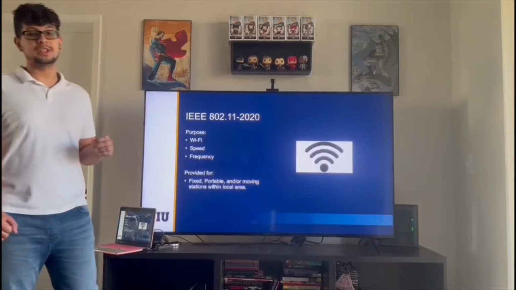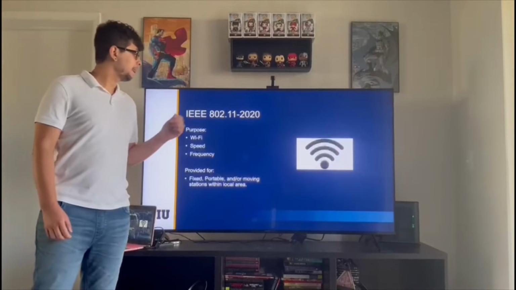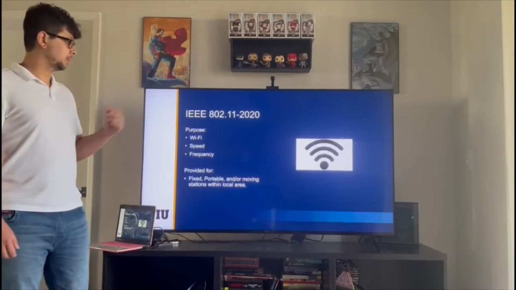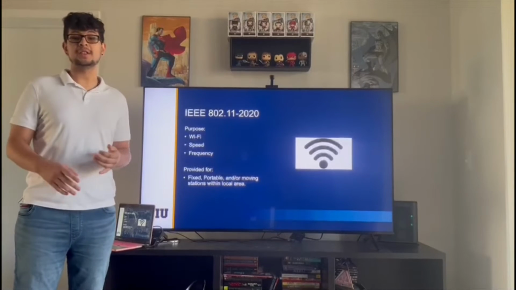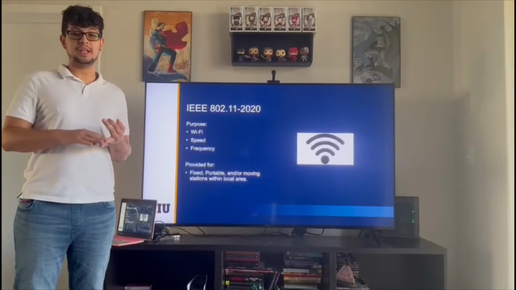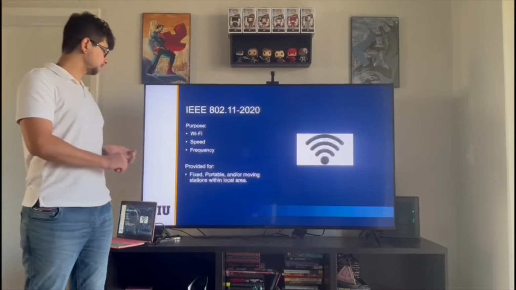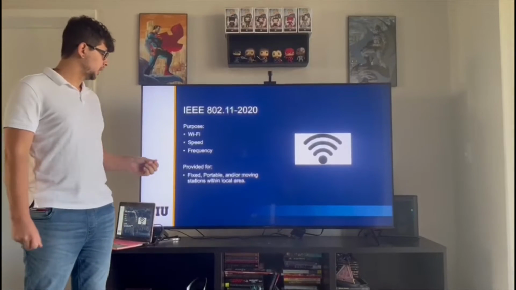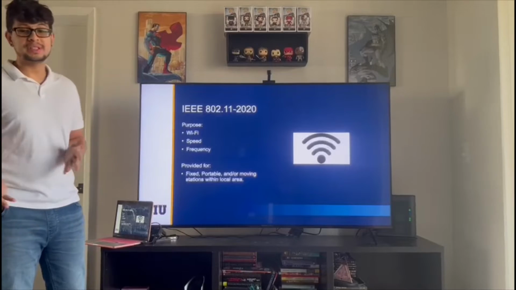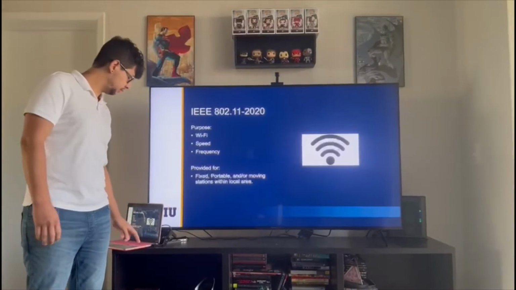For the first standard consideration, it is the IEEE 802.11 from 2020. The purpose really is for Wi-Fi, speed, and frequency. It's provided for fixed, portable, and moving stations within local areas.